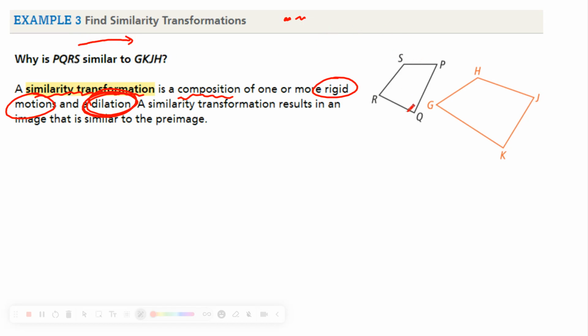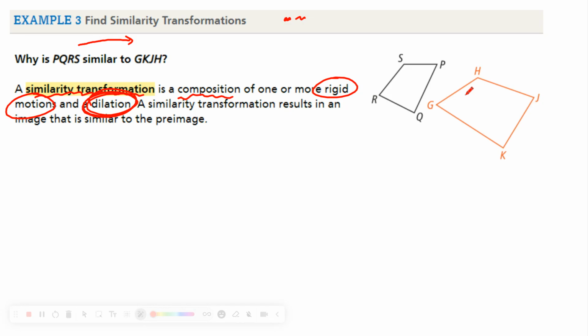So let's try to make PQRS go on top of GKJH, map onto it. This is difficult because it's going to require two rigid motions and a dilation. First off, reflection or rotation. Notice they're not oriented the same way. I need P to line up with G. It's not. I need S to line up with H. It's not. If I rotate it 90 degrees clockwise, I could maybe line up P and G, but then R would go to the top left.